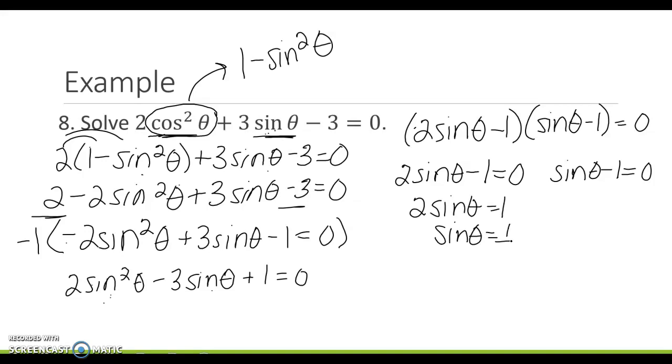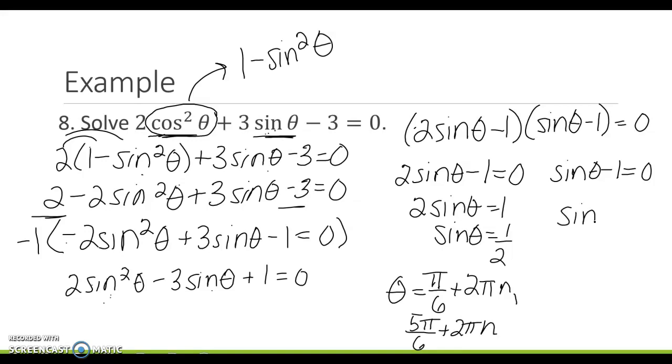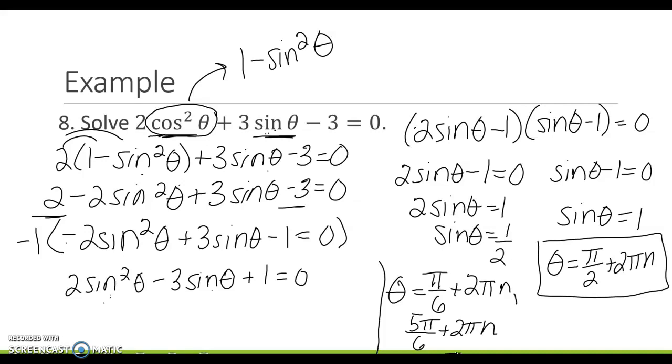Sine theta equals 1/2, and sine is 1/2 at pi over 6 plus 2 pi n, and in quadrant 2, 5 pi over 6 plus 2 pi n. And over here we get sine of theta equals positive 1, and sine is positive 1 at pi over 2 plus 2 pi n. So I have that solution, and I have these 2 solutions for this problem.